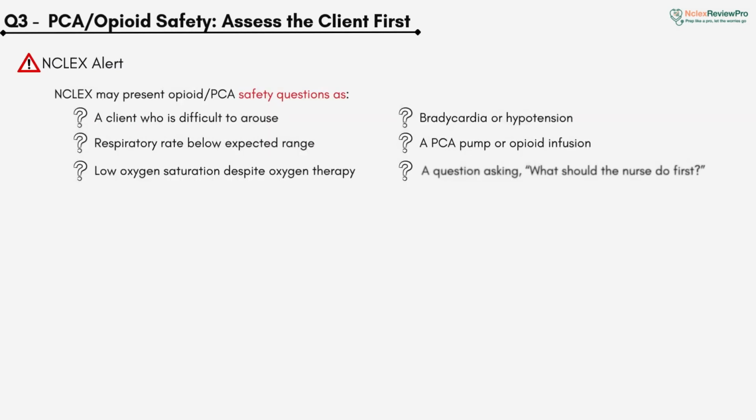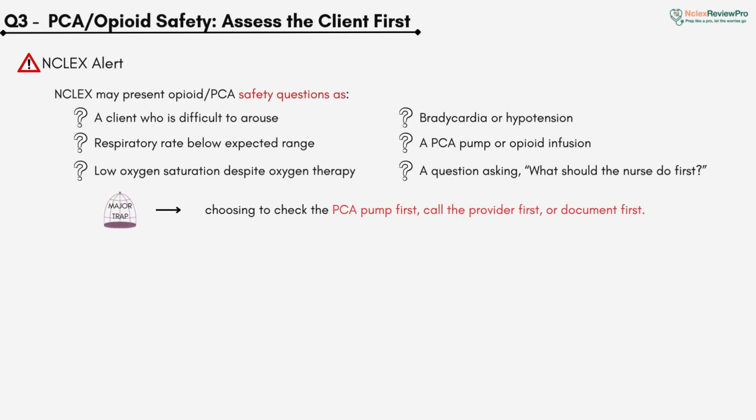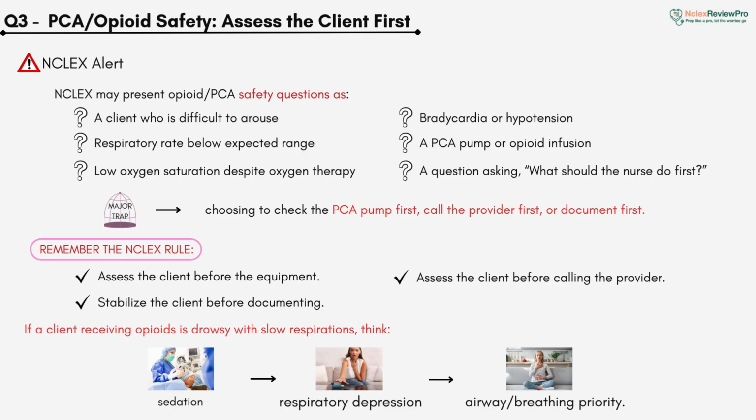Now, here's the NCLEX alert. NCLEX may present opioid and PCA safety questions with a client who is difficult to arouse, has a respiratory rate below the expected range, has low oxygen saturation despite oxygen therapy, has bradycardia or hypotension, and is receiving a PCA pump or opioid infusion. The major trap is choosing to check the PCA pump first, call the provider first, or document first.